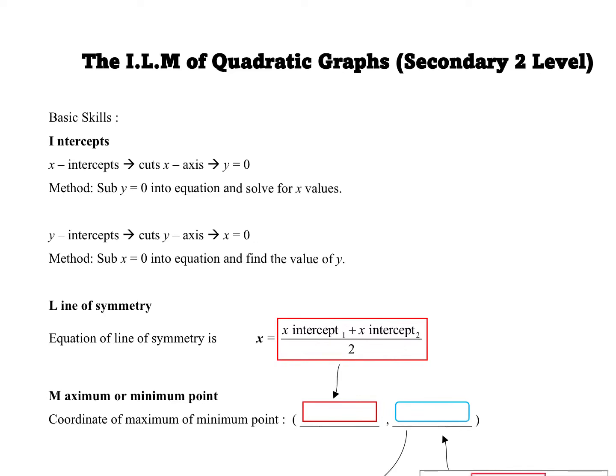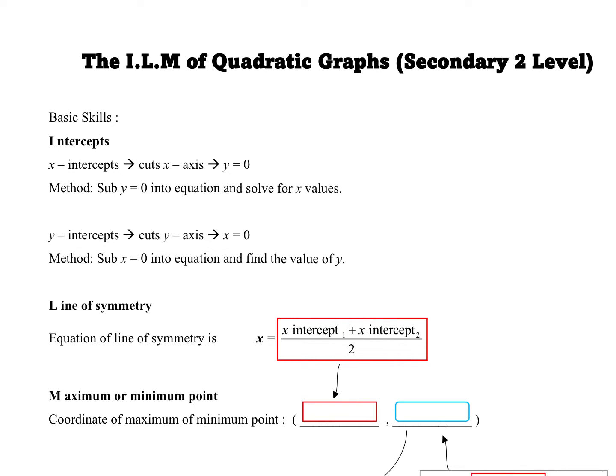Now in today's video, we are going to look at the I.L.M. of quadratic graphs. So what is the I, L, and the M? The I stands for intercepts, where we have the x-intercept and the y-intercept. And the L stands for the line of symmetry, which for a quadratic graph is a vertical line that cuts the x-axis. And the M stands for a maximum or minimum point, or sometimes the question can ask you to find the maximum or the minimum value. Let's go about and see how we can solve the following I, L, and M.